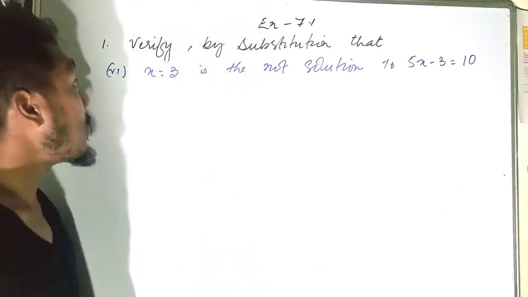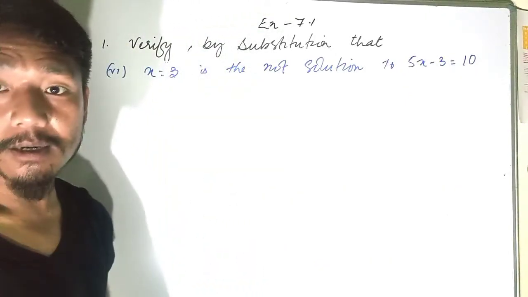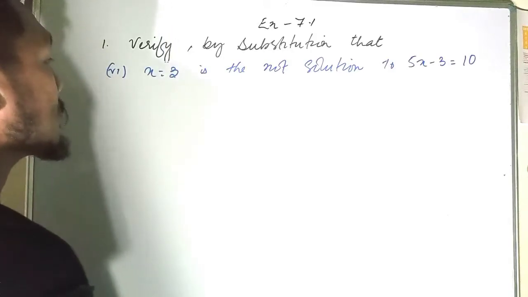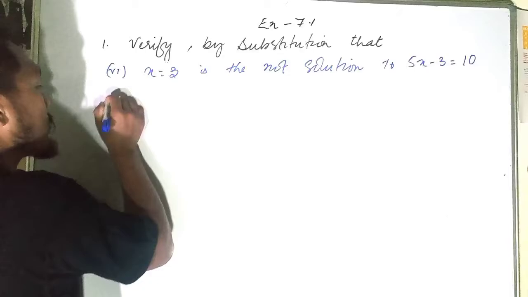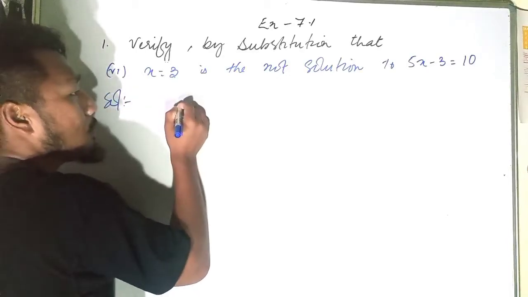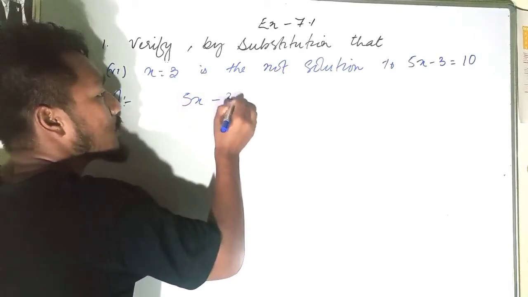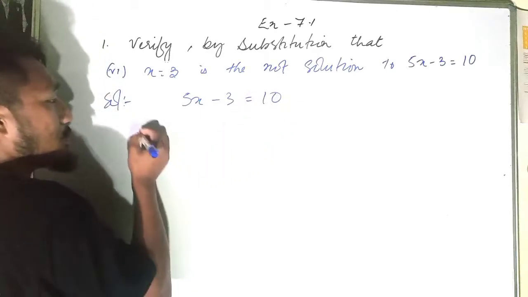Okay, let's go to the next question, number 6. Here, x is equal to 3 is not the solution to 5x minus 3. Let's try to solve this equation. Our question is: 5x minus 3 is equal to 10. Whether this statement is correct or not.